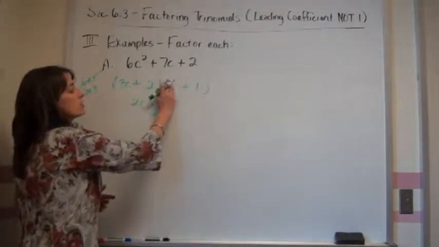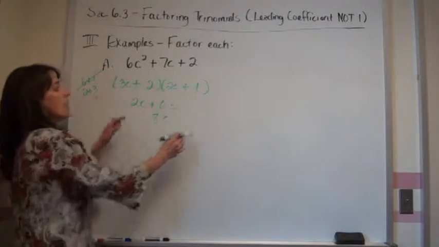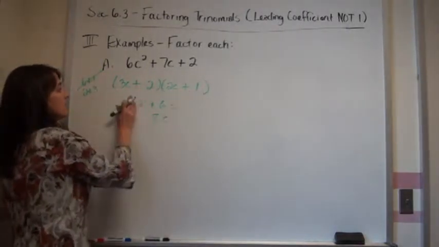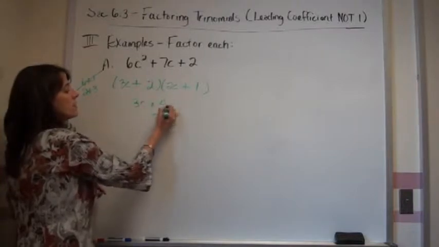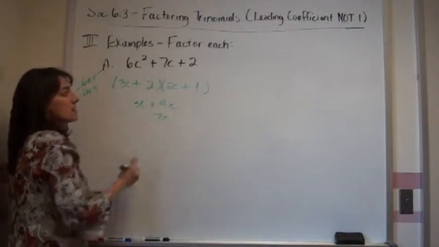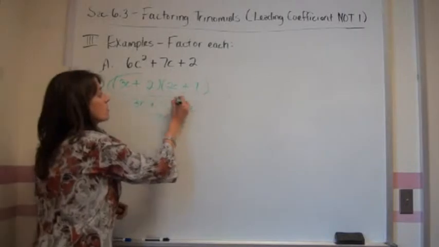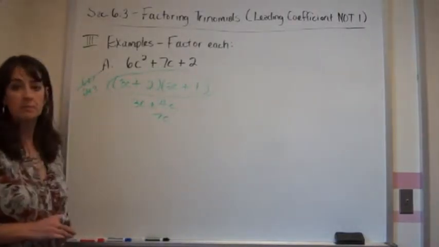So I'm going to switch this to the 3c, this to the 2c. Out here I get a 3c. Inside I get a 4c. 3c and 4c sure enough combine to be the 7c that I needed. So this is the correct factored form.